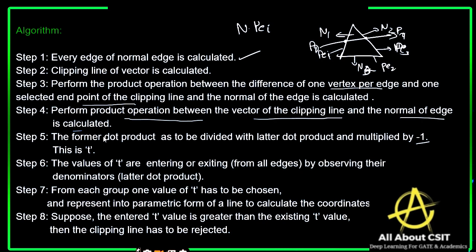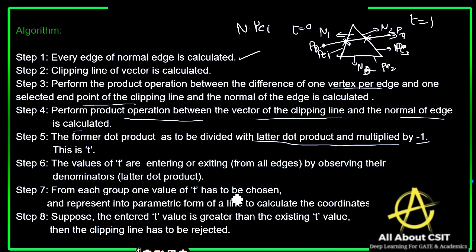So what is our main motto here? We have to find the time. First find the time, then we will find out the intersection points. Here at P0 the line starts and at P1 the line ends. So at time 0, P0 is the start, and at time 1, P1 is the end. We need to find at what time the intersection has occurred. That can be found using the dot product, which is divided by the latter dot product and multiplied by -1. The value of t, entering or exiting from all edges, is determined by observing the denominators.